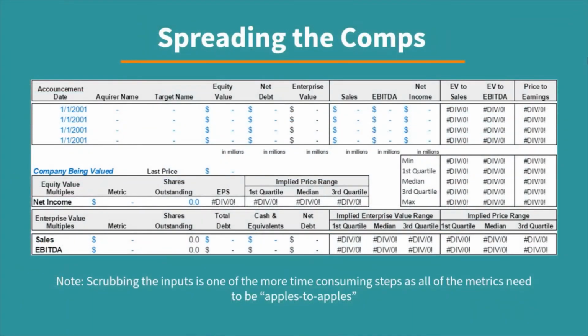I just want to note that scrubbing the inputs is one of the most time-consuming steps, as all the metrics need to be apples to apples. And the metrics I'm talking about are numbers like EBITDA and net income, because you'll notice from company to company, they're going to be using different methodologies to come to that final number. One company might be adding something in and another might not be. So to get things to be as perfectly seamless as possible, you have to go and look at the fine print of how these metrics are calculated and back out things that just don't make sense.